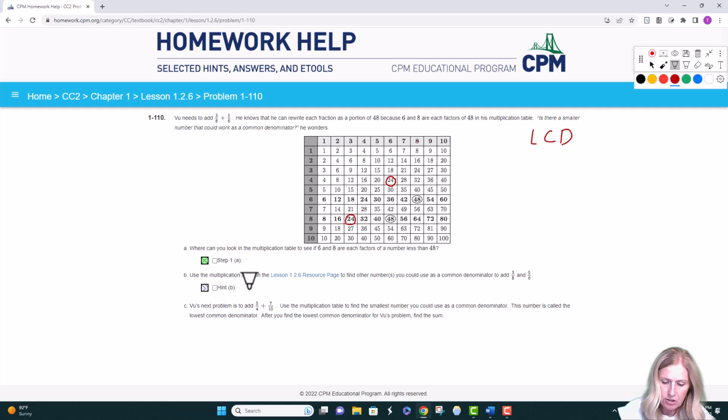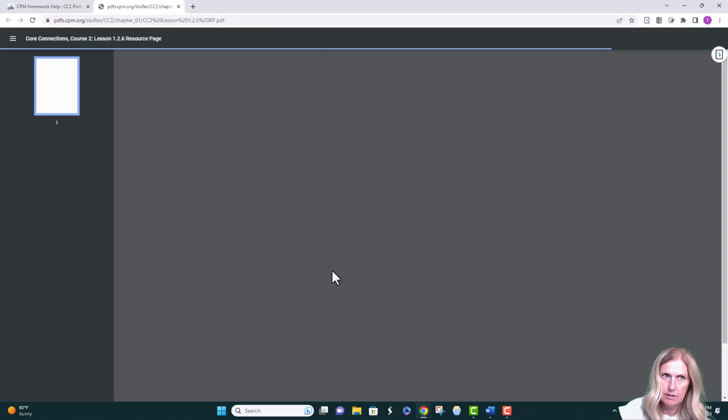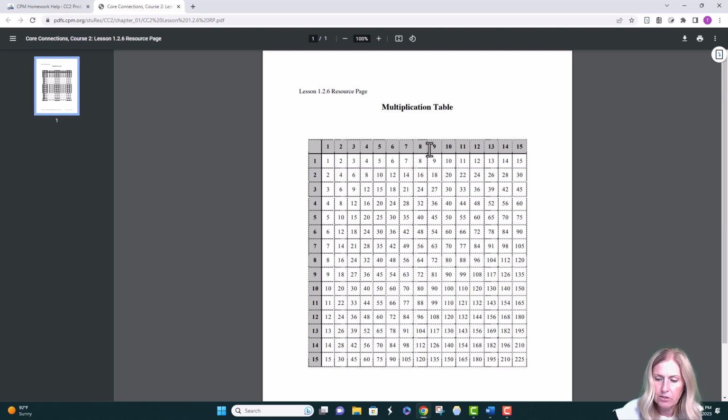B, use the multiplication table on the lesson 126 resource page to find other numbers you could use as a common denominator to add. Okay, so this multiplication chart that we're looking at only goes to tens, and so we need to see if this other one will take us to a different one. Okay, good. Yeah, so this one goes all the way to 15s, so we should be able to find the next number.